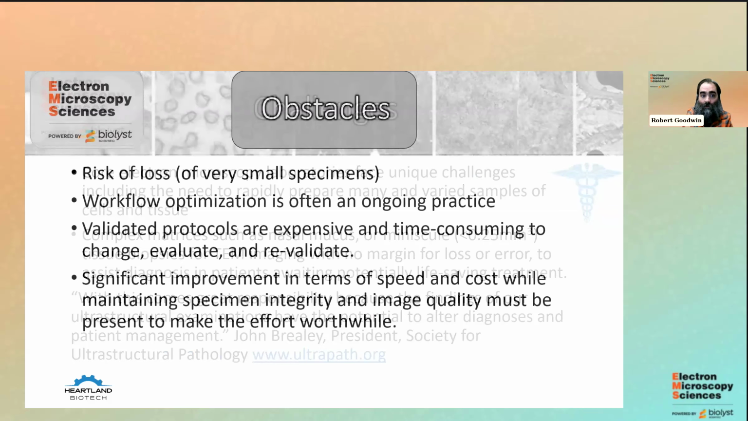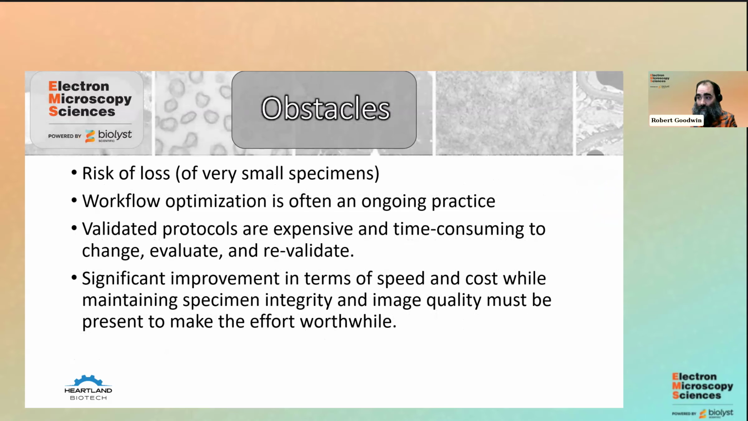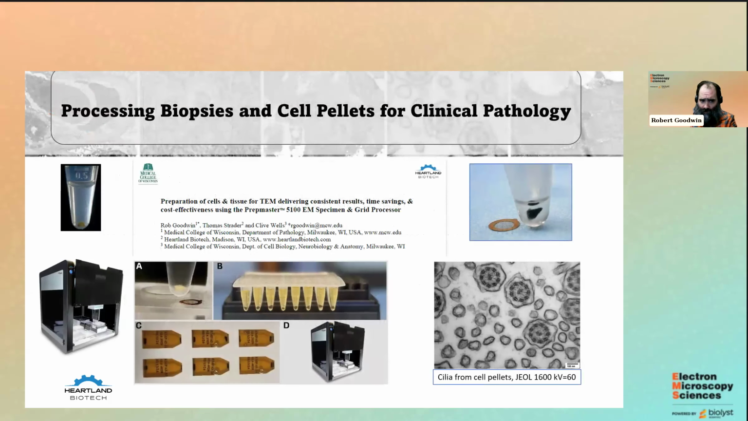A lot of the obstacles we come into is that it's very easy, especially with small specimens, to lose samples. We get samples in at all times of the day. There are protocols that we have to have validated and run by, and it can take a lot of time, as everybody knows, to process these samples. This is an overview where you can see the various sizes of the tissue. We've got a picture of the robot in there, and it should be stuff everybody's familiar with.